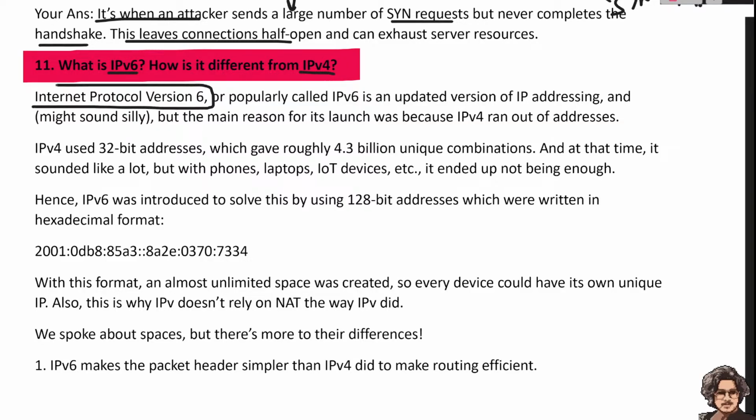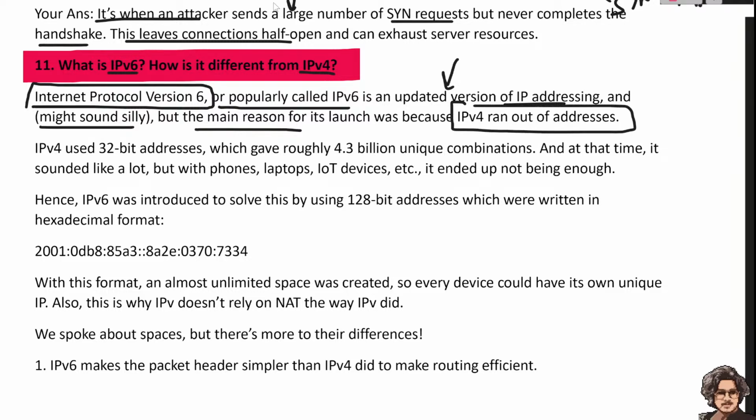IPv6 is known as Internet Protocol version 6, and it is an updated version of IP addressing. The main reason it was launched is that IPv4 ran out of addresses. We have seen that, which is why we are using NAT.